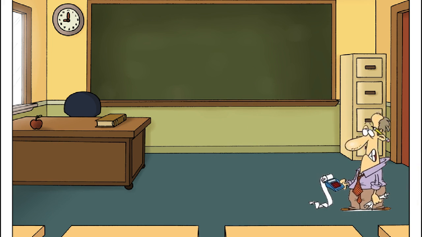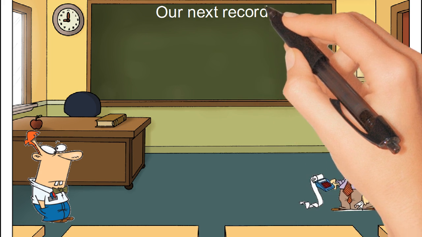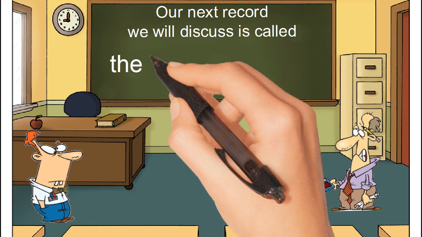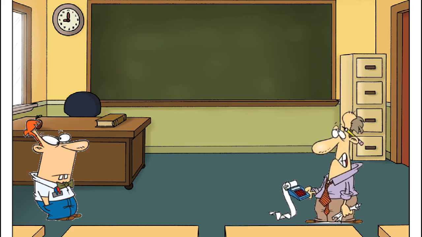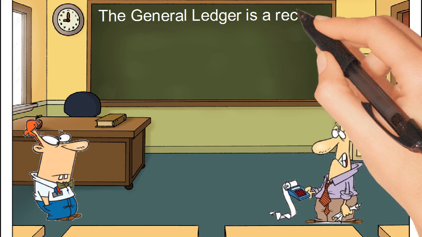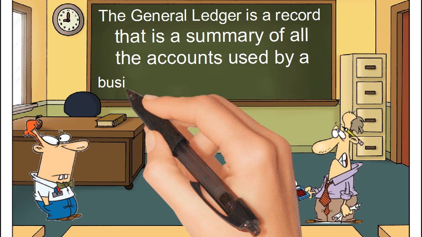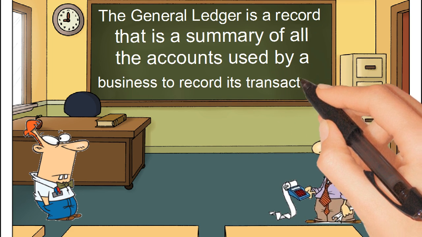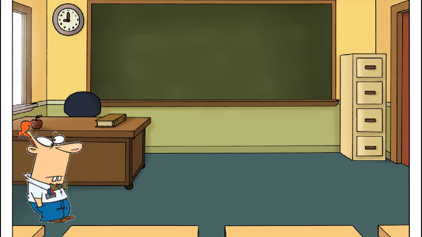Are we ready to discuss another record used to organize and summarize our transactions? I am good. Continue. Our next record we will discuss is called the General Ledger. The General Ledger is a record that is a summary of all the accounts used by a business to record its transactions.